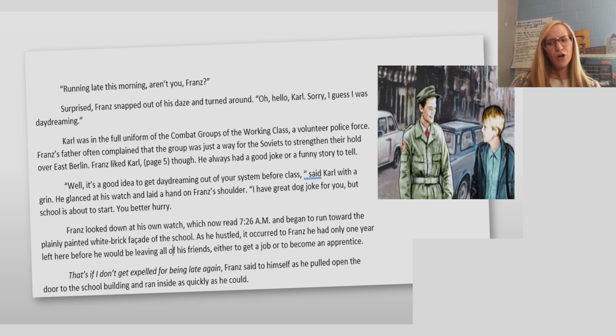What did you learn about Carl here that has historical significance? That's right. Carl was a member of the combat groups of the working class, a volunteer police force. That was a real organization during that time in history. But how does Franz's father feel about them? You're right. Franz's father often complained that the group was just a way for the Soviets to strengthen their hold over East Berlin. So it doesn't sound like he was a really big fan.